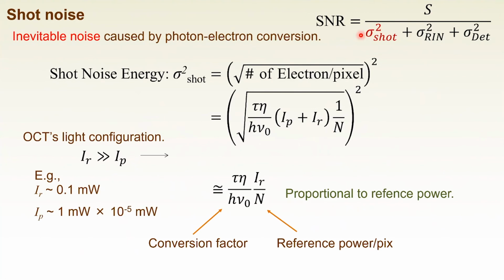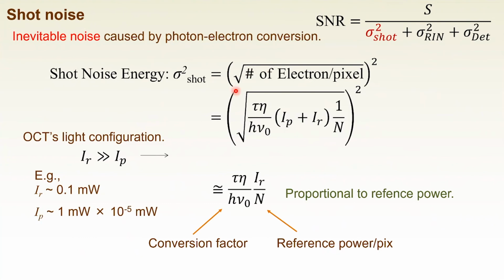The first noise is the shot noise. It is an inevitable noise caused by photon-electron conversion. So the point is, it's inevitable. We cannot eliminate it. It is the very theoretical and principal noise. It's not a matter of implementation. We cannot avoid it in physics.